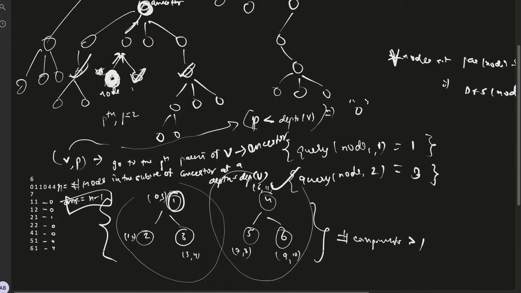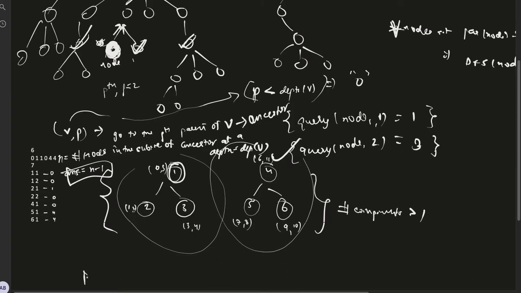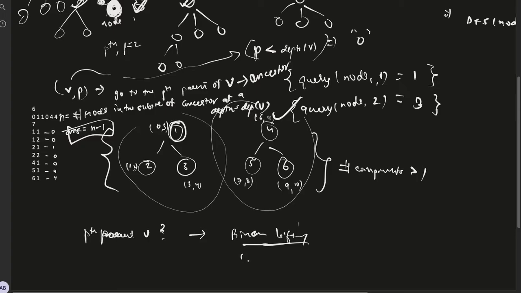Okay, now we need to discuss how to answer the query, that is, how to find the pth ancestor of a node, or the pth parent of node v, efficiently. We use binary lifting for this, to answer it efficiently in order of log n. Let's see how this is done in code.